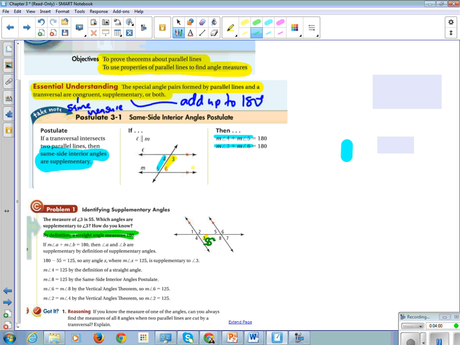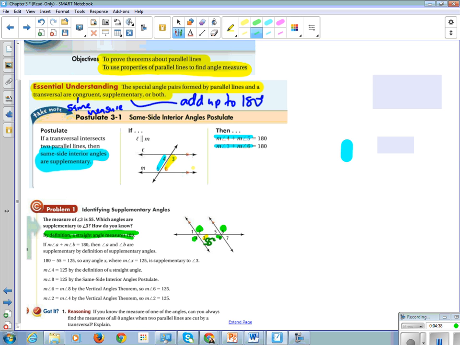So to answer this question, angle 4 is supplementary. Angle 8, because it's same side interior, is supplementary. Angle 6, because he's a vertical angle to angle 8. Angle 6 and angle 8 are vertical, so they're the same. Angle 2, because he's right next to angle 3, making a 180.